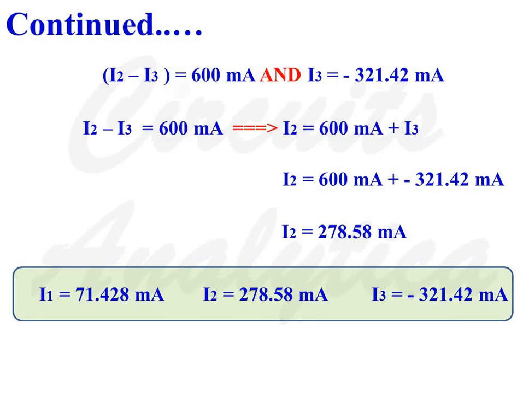So we will get I2 is equal to 278.58 milliampere. So finally, we will get I1 is equal to 71.428 milliampere, I2 is equal to 278.58 milliampere, and I3 is equal to minus 321.42 milliampere.